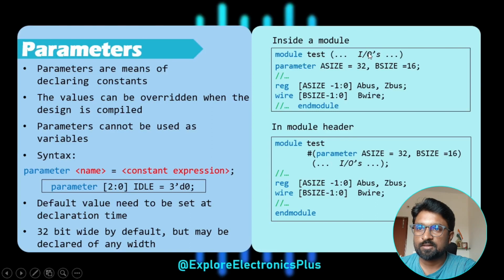Once you declare all the inputs and outputs within the braces, you can declare a parameter. Otherwise, you can declare it in the module header itself: module, the name of the module, and the parameter list with a hash. And then after that you can declare registers, wires and so on. There are two methods to declare a parameter. You can follow any of these.